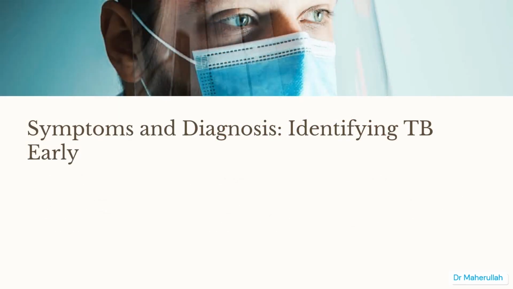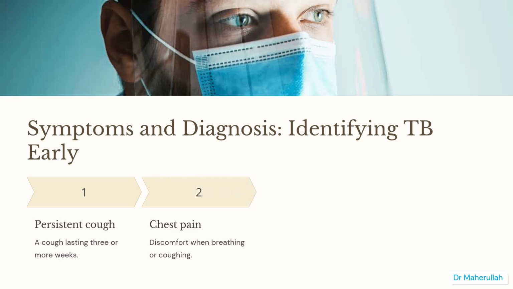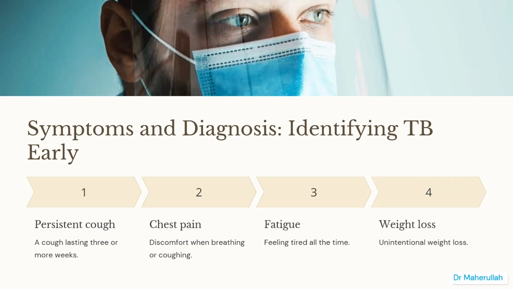What are the symptoms of TB, and how is it diagnosed? The most common symptom is a persistent cough. Other symptoms include chest pain, especially when breathing or coughing, fatigue, and unintentional weight loss. Early diagnosis is crucial. If you or someone you know is experiencing these symptoms, it is important to seek medical attention promptly. Doctors can diagnose TB through a combination of physical exams, imaging tests, and lab analysis.